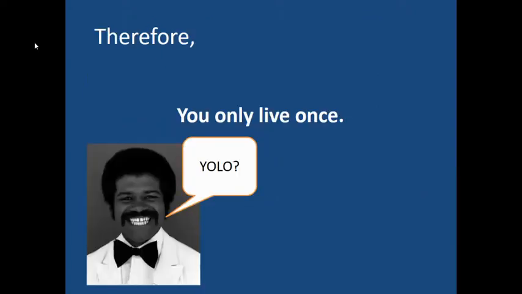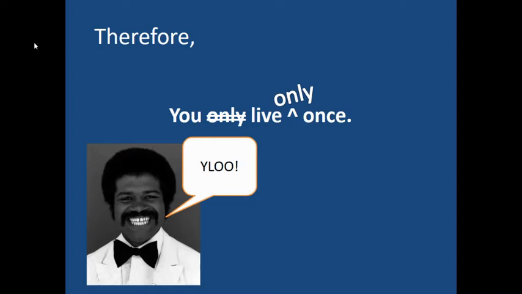So therefore, when someone says you only live once, that's not correct. You don't only live, you do other things. And the focus isn't on the word living, it's on the idea that you have one life. The focus is on the number one. So what you should really say is you live only once. Only wants to bring along his friend once. So instead of saying YOLO, if you're still living back in 2011, you should say instead YOLO, because you live only once.